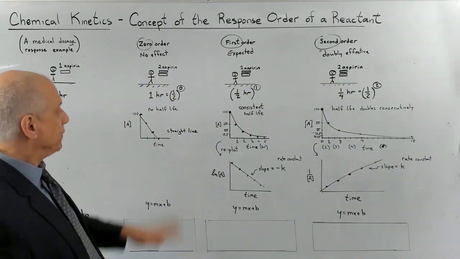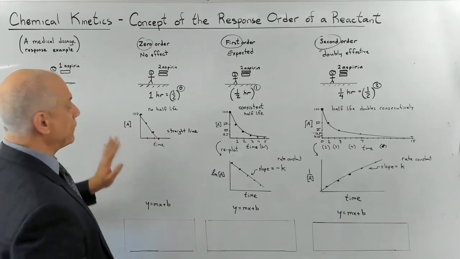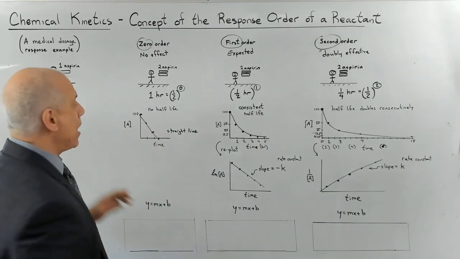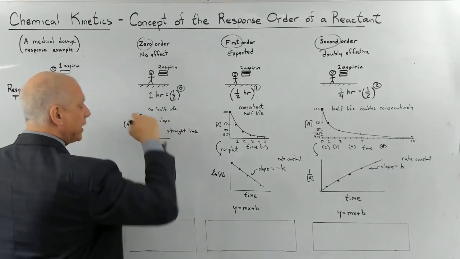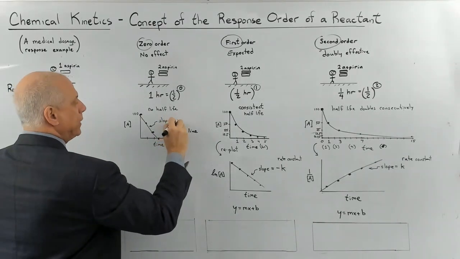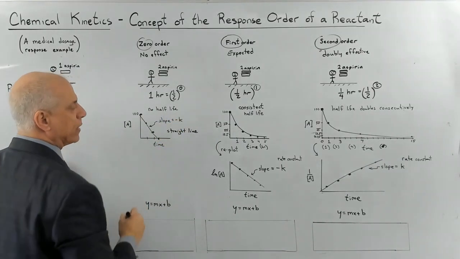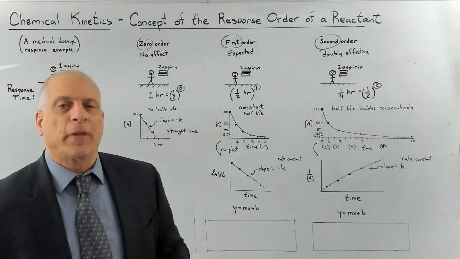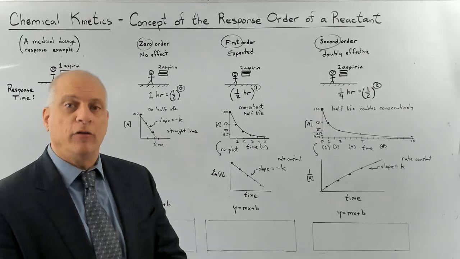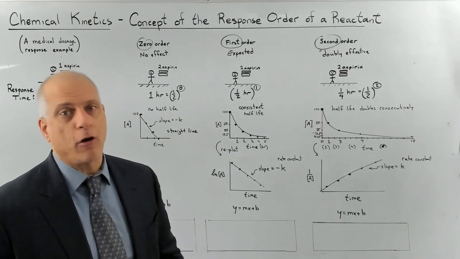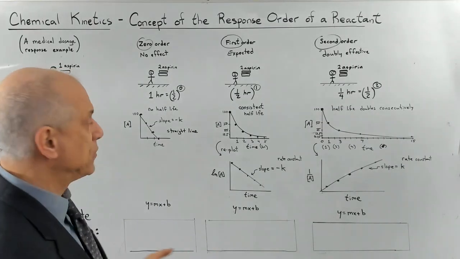And going back to the zero order graph, the zero order graph is already a straight line. So this slope right here is a negative slope, so this is going to be negative k, or rate constant. And now let's put this all together and write down what's called the integrated rate law equation for each of these responses.